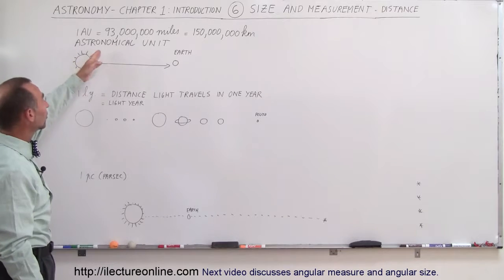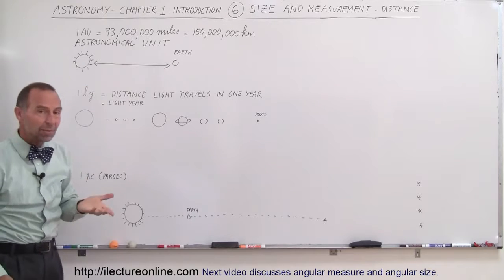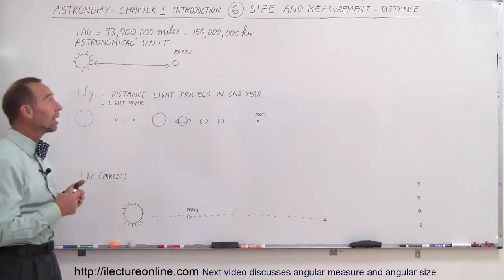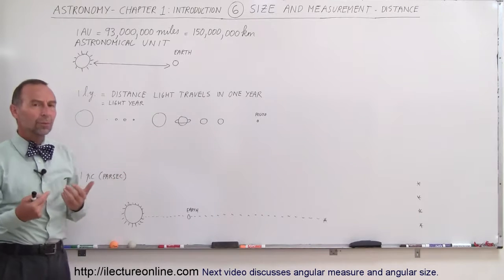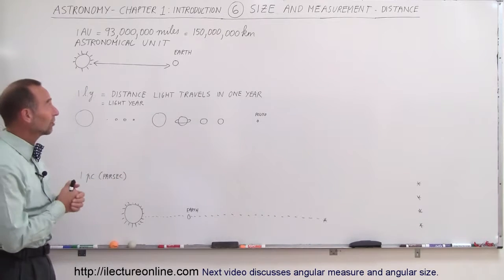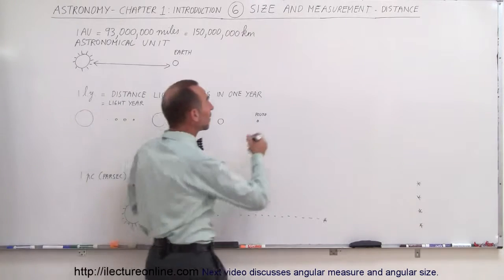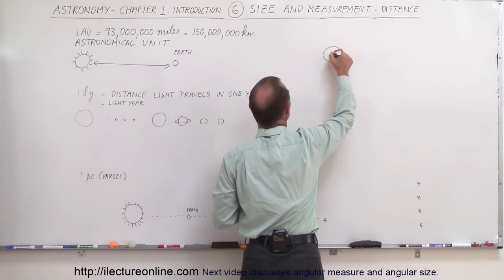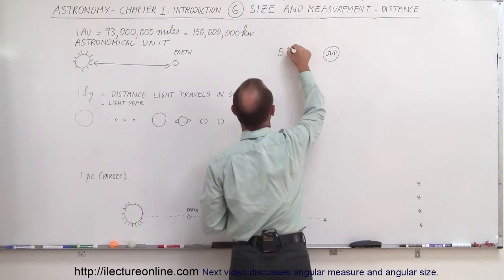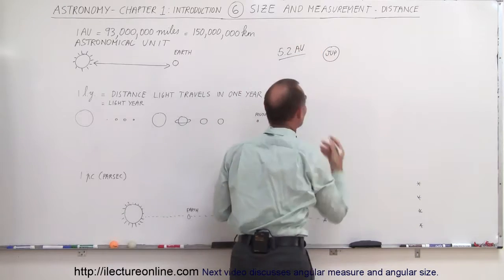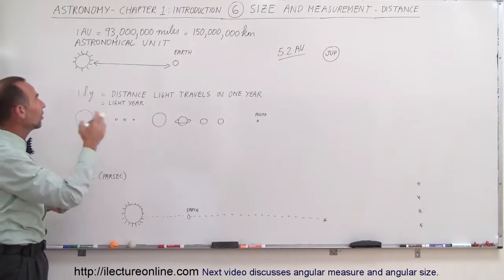An astronomical unit is simply the distance between the Earth and the Sun. It's about 93 million miles, or about 150 million kilometers. So whenever we talk about things in our solar system, we tend to think of them in terms of astronomical units. For example, the distance from the Sun to Jupiter is about 5.2 astronomical units. So if this is Jupiter right here, the distance from there to there is about 5.2 astronomical units, which then automatically means it's about 5.2 times the distance between the Sun and the Earth.